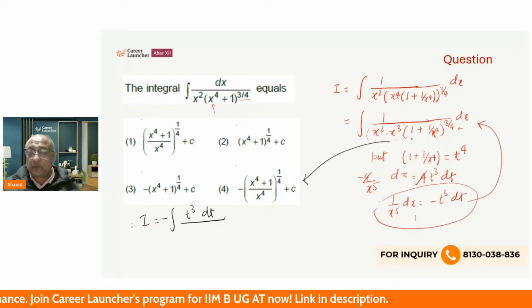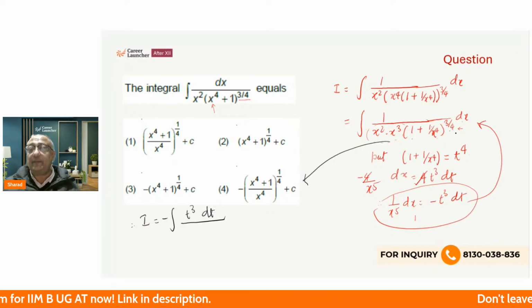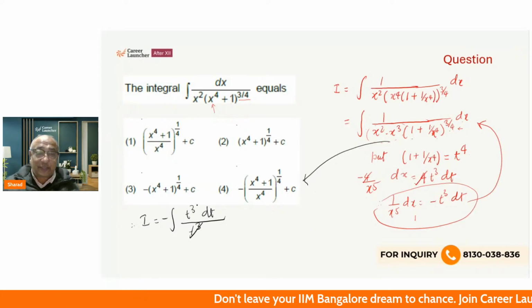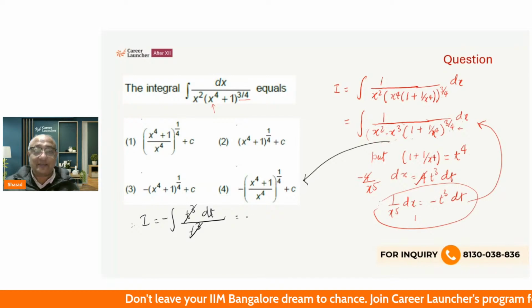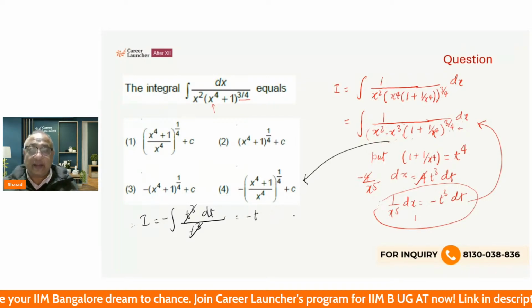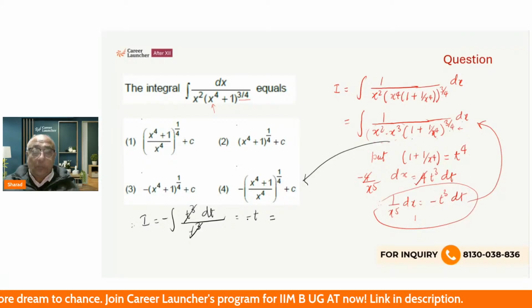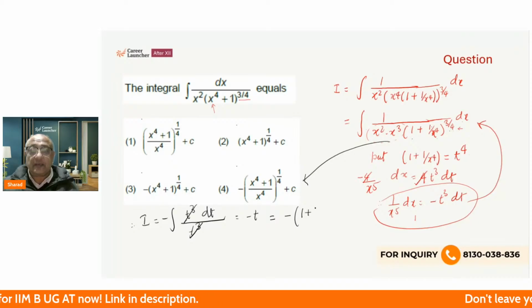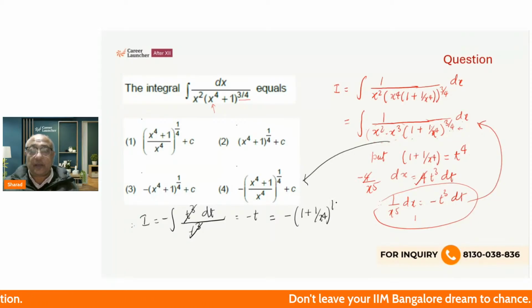Now please note 1 plus 1 upon x raised to the power 4, raised to the power 3 by 4 will be t cube. Wow. So this t cube and t cube will get cancelled. Answer is simple, minus t. It is so simple. It eases up so many steps. And this t value will be minus 1 plus 1 upon x raised to the power 4, raised to the power 1 by 4.